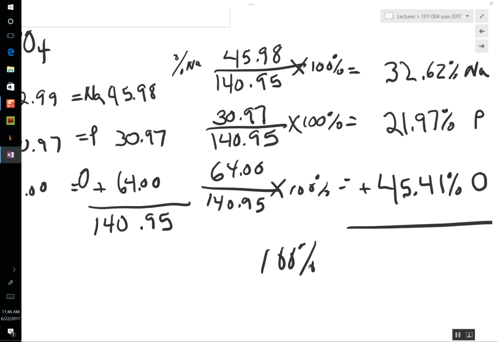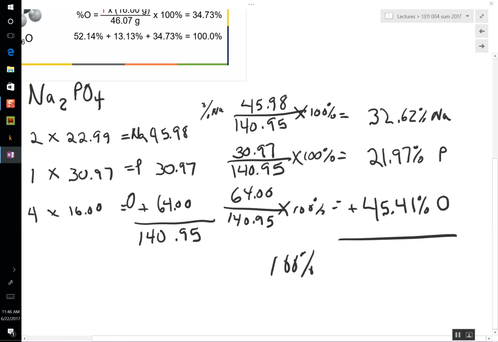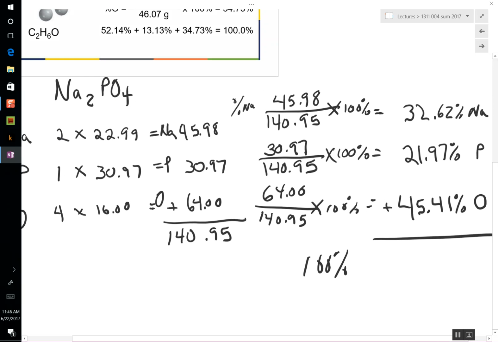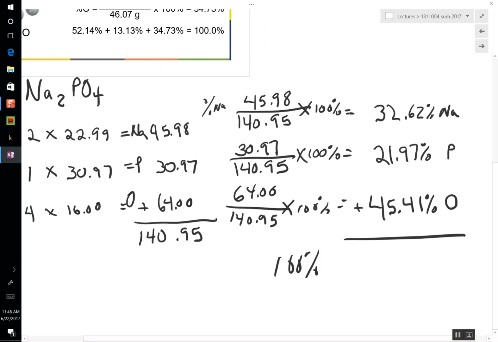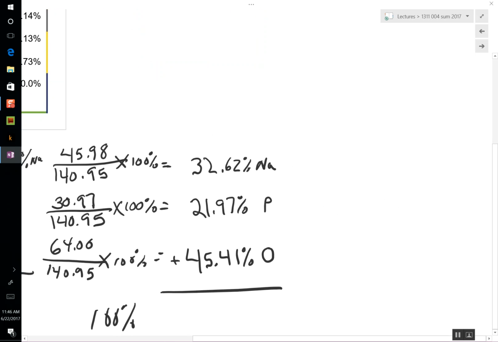So you can do the percent composition on any compound. Just get your total weight, the mass of that compound, and then go ahead and do this. All right, now on quiz 3, I'm going to pull a question right off of quiz 3. I don't know if you'll be lucky enough to get this question, but you might. All right, so there's percent composition. You know how to do that now.